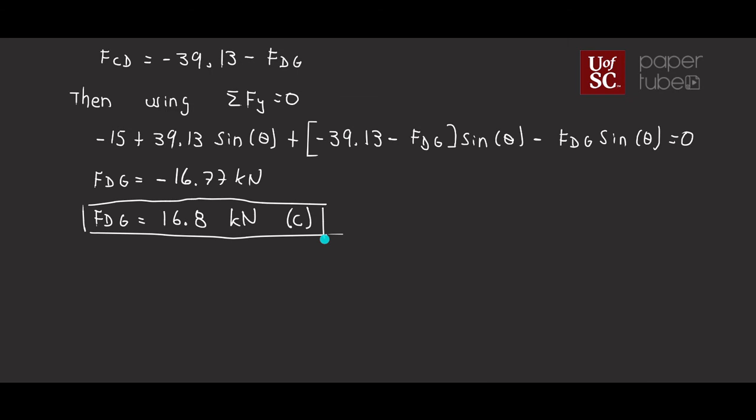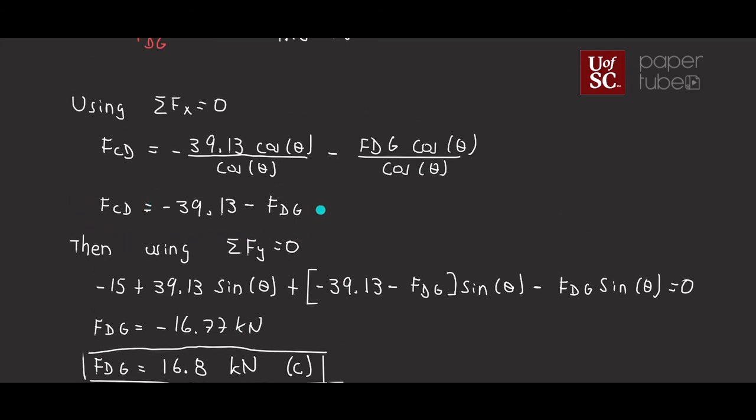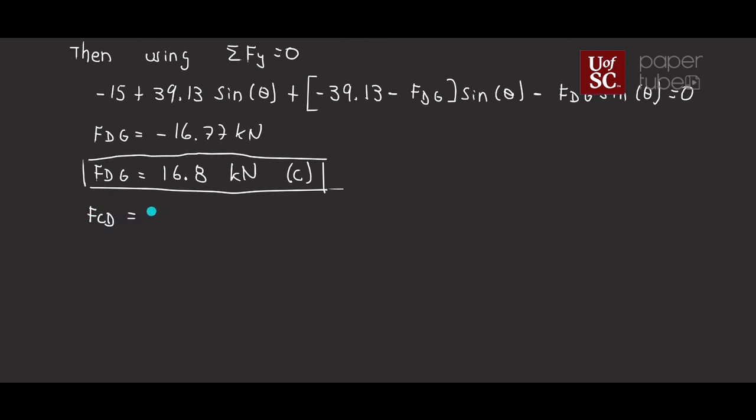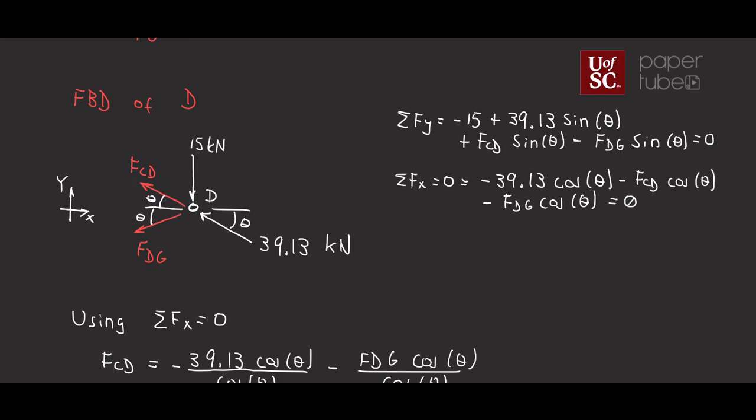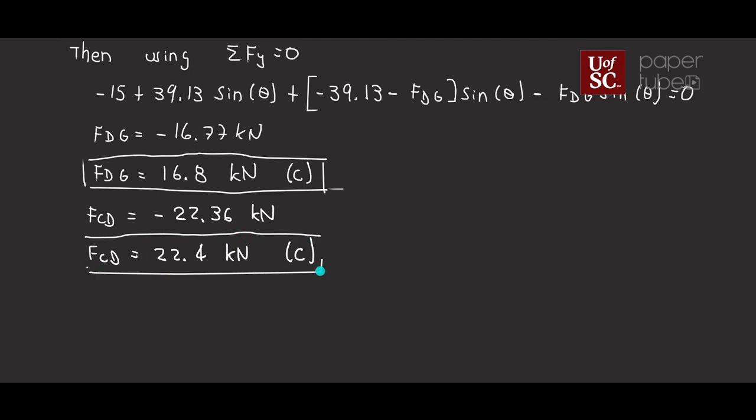Okay. Finally, I can take this FDG and put it back in the equation over here, where we have FCD as a function of FDG, and we should be able to find that FCD will be equal to minus 22.36 kilonewtons, or FCD reported as 22.4 kilonewtons in compression. Why compression? Because it gives me negative. My assumption when I drew my free body diagram is that it was in tension. So this would be my final answers, these two.